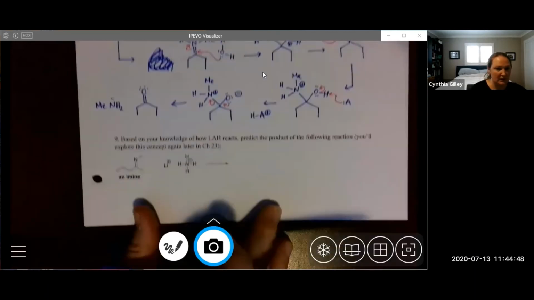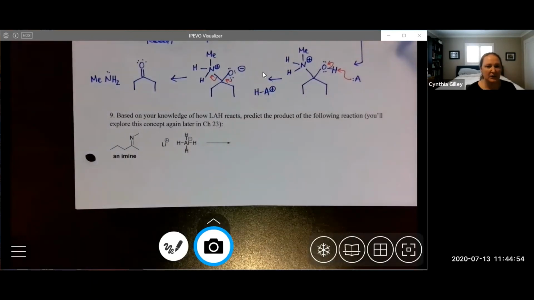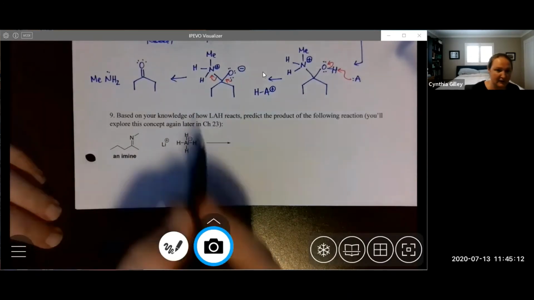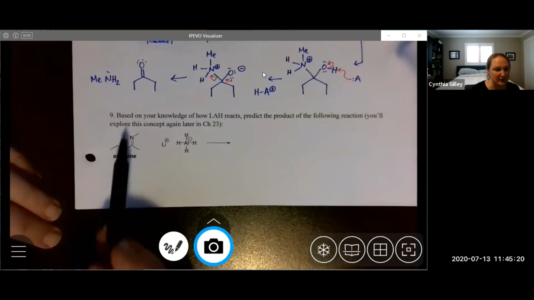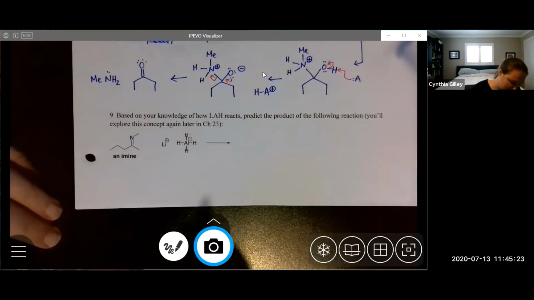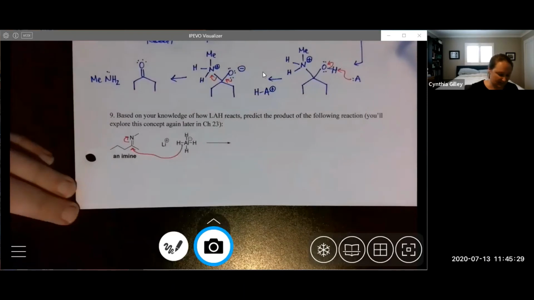Okay, so this is based on your knowledge of how lithium aluminum hydride reacts. Predict the product of the following reaction, and you'll explore this reaction later, again in chapter 23. I don't think it's introduced in this chapter, but anyway, we were doing it early and we can definitely figure it out. If we know that LAH reacts with a ketone, then it should react with an imine very similarly. If it would do a nucleophilic attack on a ketone, we can show the same thing happening.